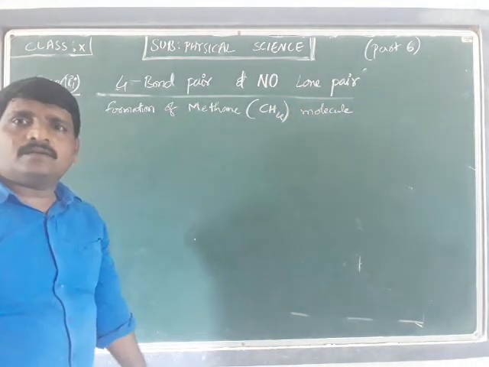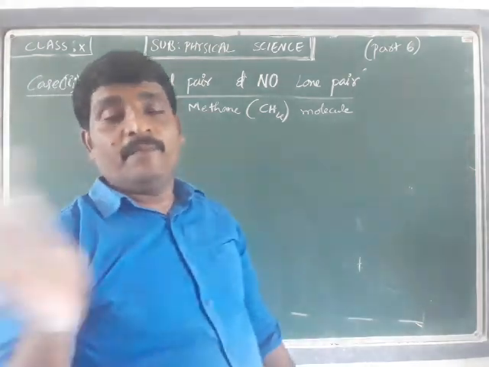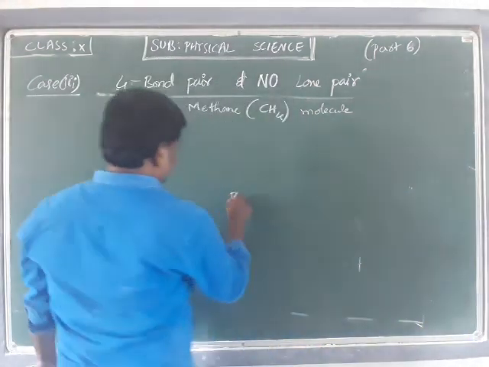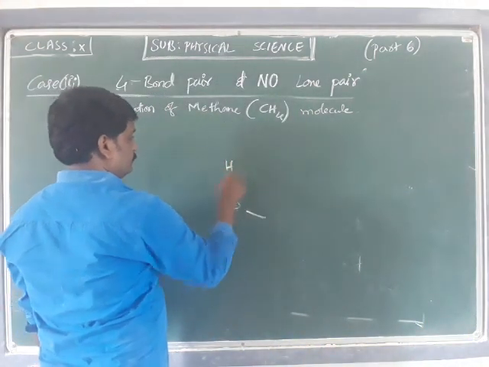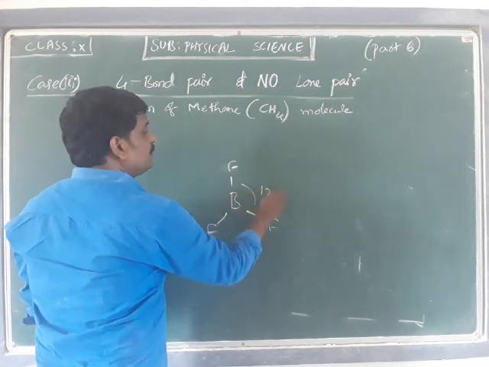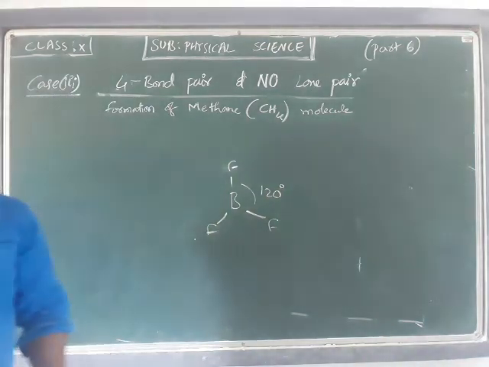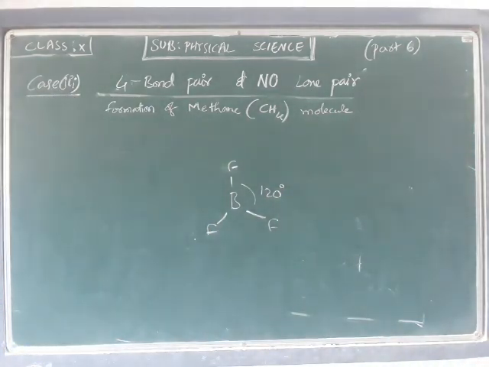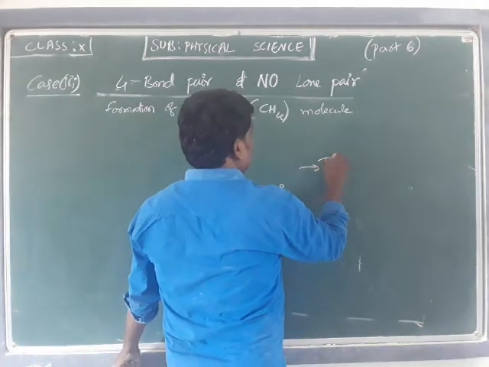Before that, boron trifluoride. The bond angle is equal to 120 degrees. That I forgot to tell you. The bond angle is equal to 120 degrees and the shape is trigonal planar.